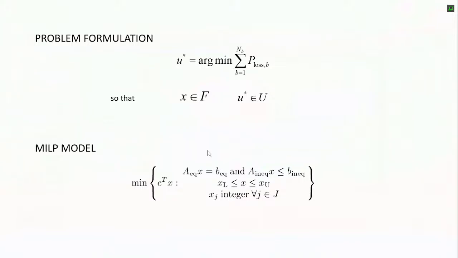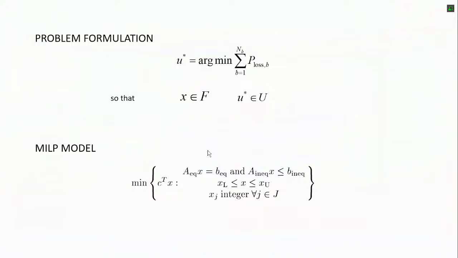We want to take just the one that reduces the losses. And we want the voltages and the currents to be between the limits. So all the voltages in all the buses are between the minimum and the maximum, and also the currents respect the maximum current in the branches.